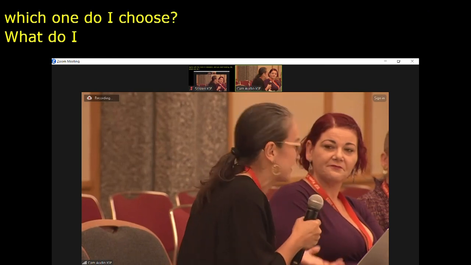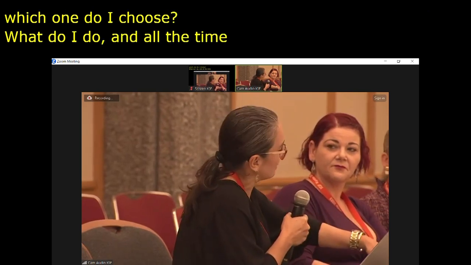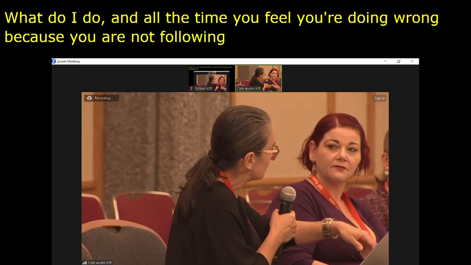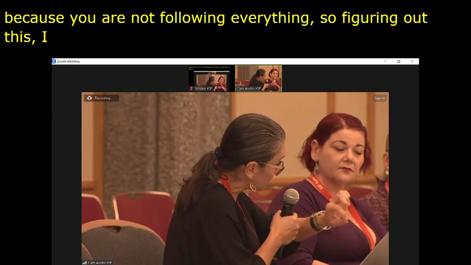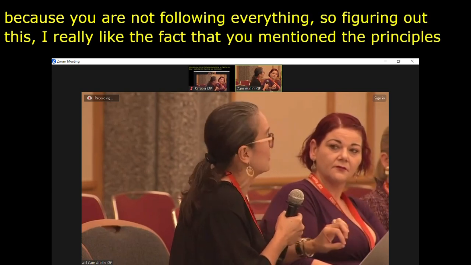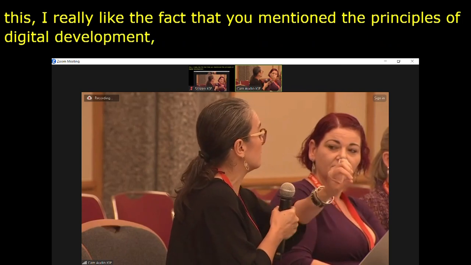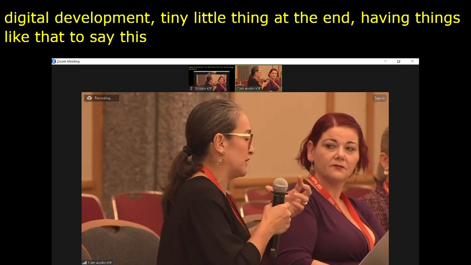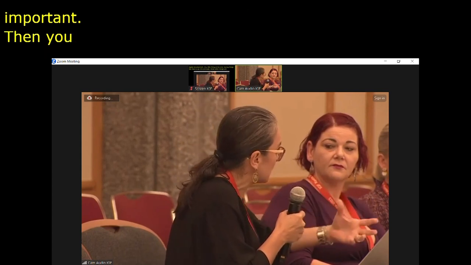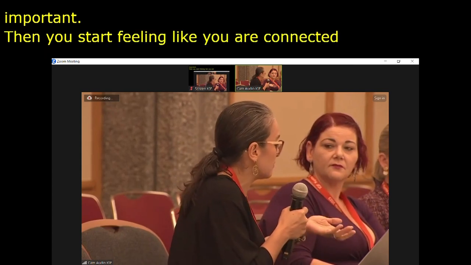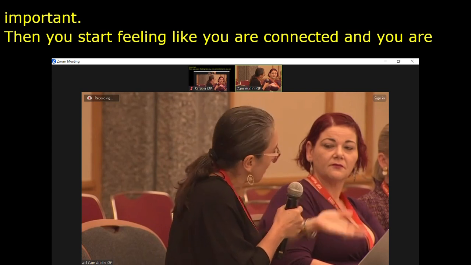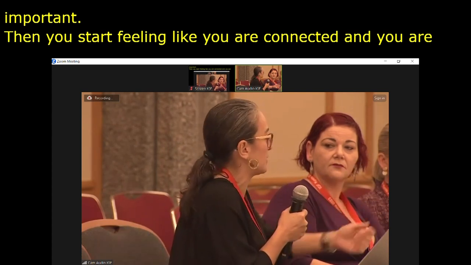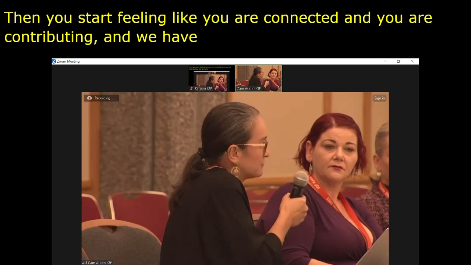So figuring this out, I really like the fact that you mentioned the principles of digital development, a tiny little thing at the end. Having things like that to say, for this principle, these other things are important. Then you start feeling like you are connected and you're contributing, and even encouraging people from a bottom-up approach to be able to participate in this process will be really, really good.